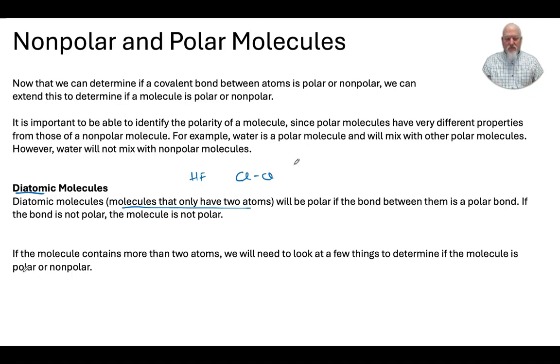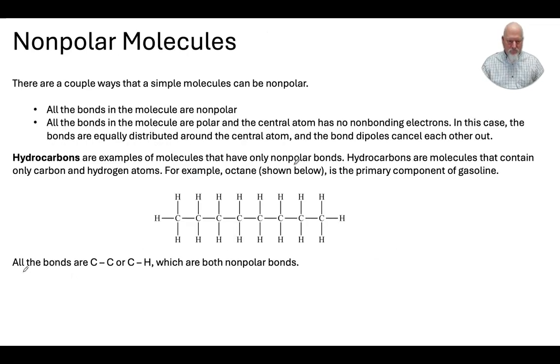So if we look at the bond and it's polar, then that molecule that contains only those 2 atoms is polar. Now, if we have molecules that contain more than 2 atoms, we're going to have to look a little deeper. First we're going to discuss nonpolar molecules, molecules that overall are not polar. The first way a molecule can be nonpolar is if all the bonds are not polar.